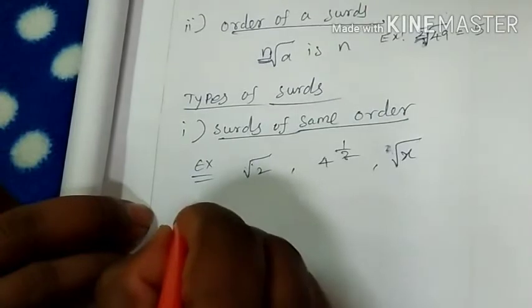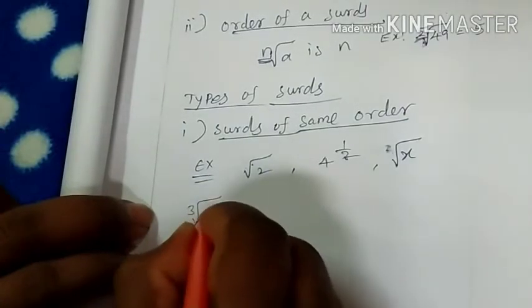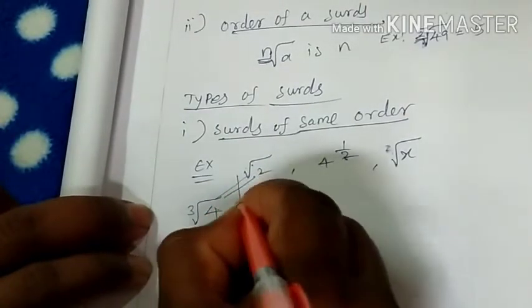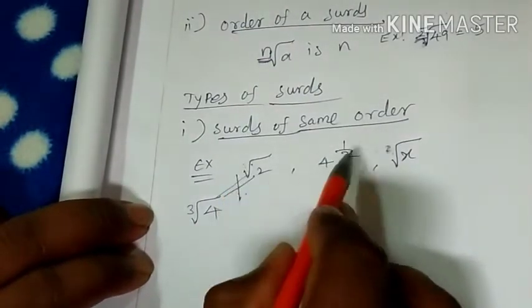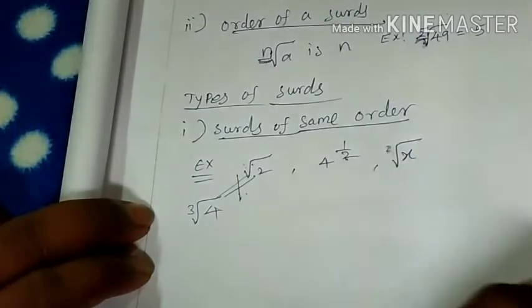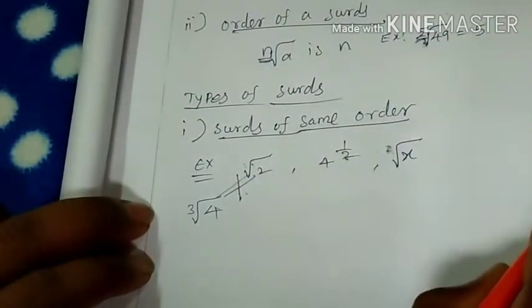Suppose you are given cube root of 4. This is not of the same order, as we want to write only the square roots. Square roots are sets of same order.